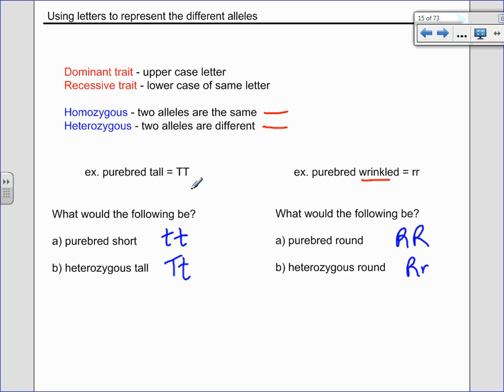If purebred tall is big T, then purebred short would be the recessive trait, so it would have to be little t, little t. Heterozygous tall would be big T, little t. Heterozygous means one of each letter. If we were talking round and wrinkled, then purebred round would be the homozygous dominant, so it'd be big R, and heterozygous round would be big R, little r, because it has one of each.